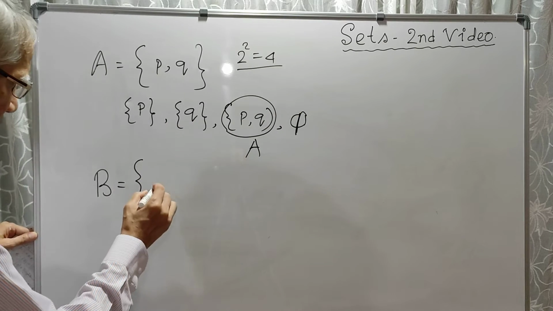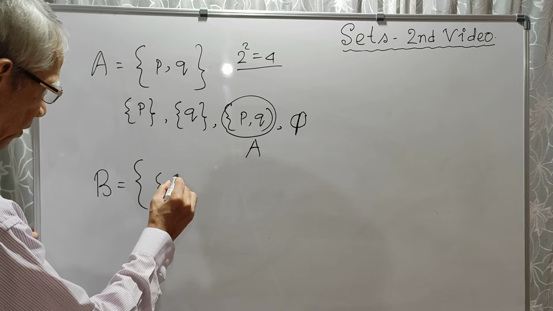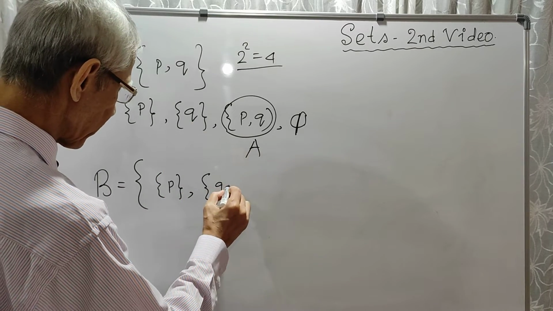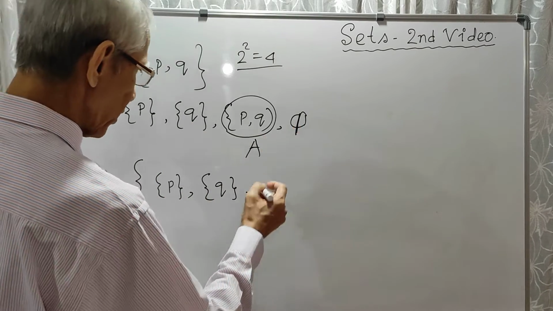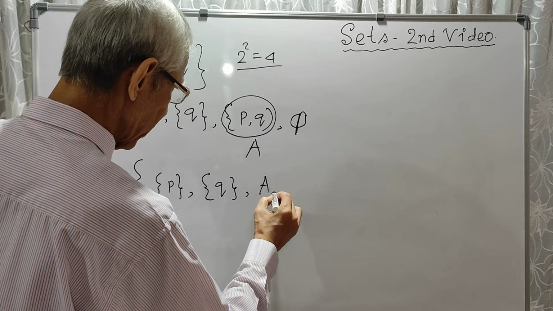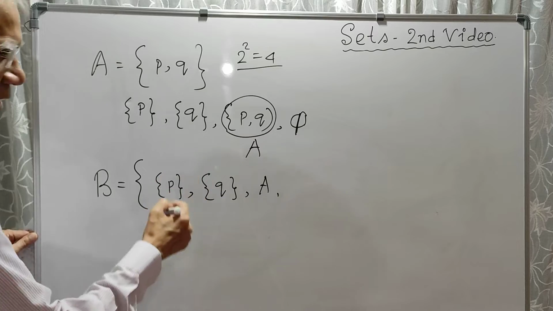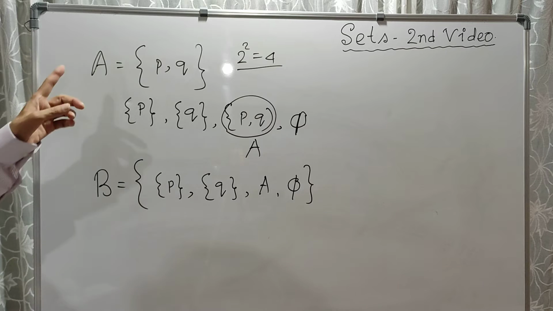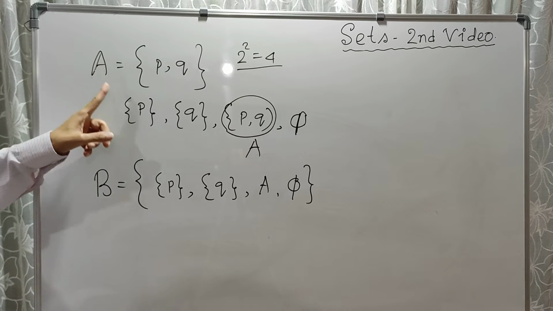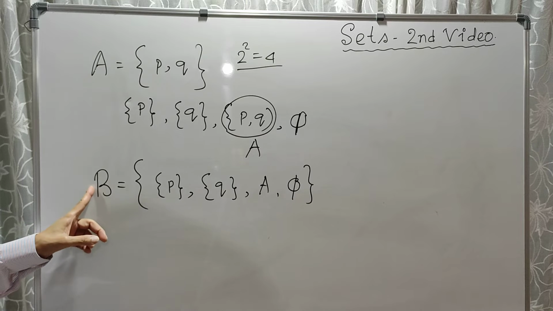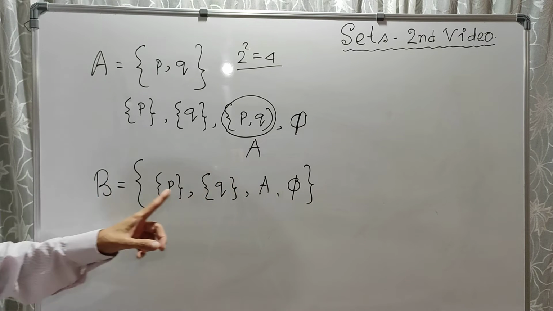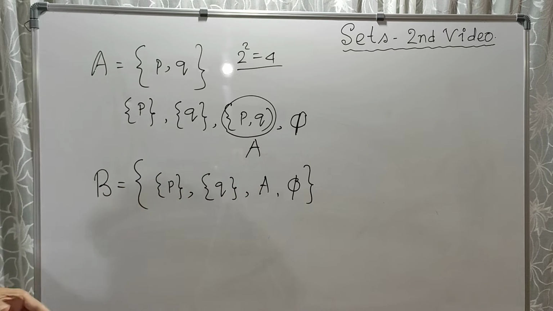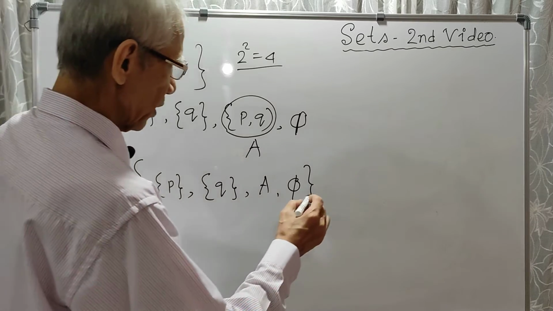Now this set contains all the subsets as elements. Suppose this subset is the first element, this subset is the second element, this subset is the third element, and A, that means itself, is the fourth element. So this set A has 4 subsets, and this B is a set of sets. It is a set of all the subsets. Definitely it is a set of sets because each element is a set. So B is called the power set of A.